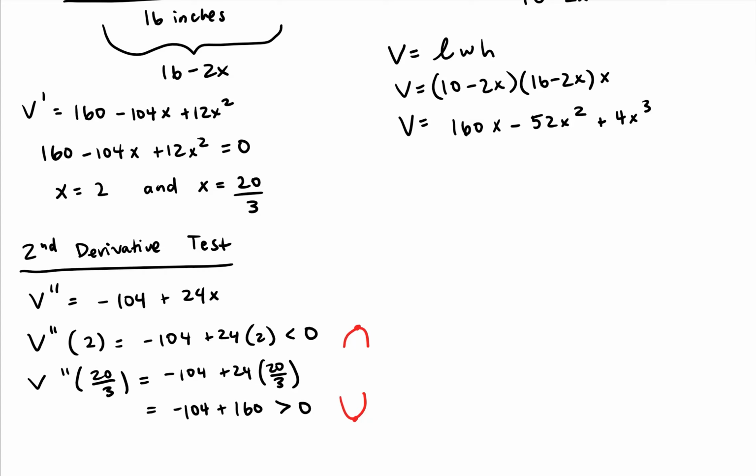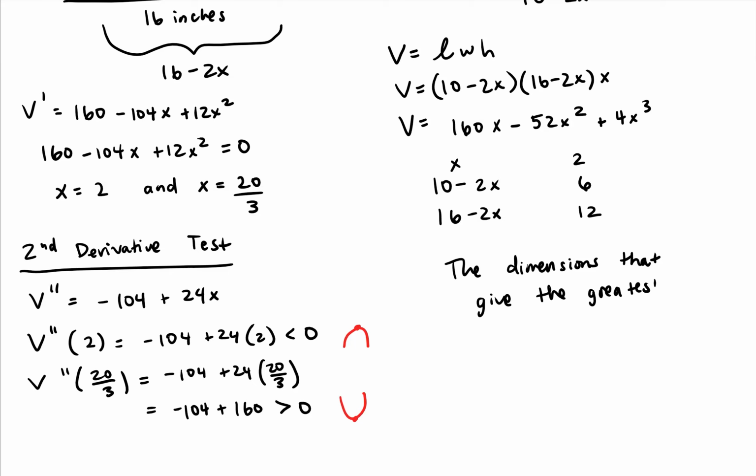And it looks like we are wanting all of the dimensions of the box. And so we had x as one of the dimensions, 10 minus 2x, and 16 minus 2x. So if x equals 2, then 10 minus 2 times 2, that's going to be 6, and then this will be 12. So the dimensions that give the greatest volume are 2 inches by 6 inches by 12 inches.